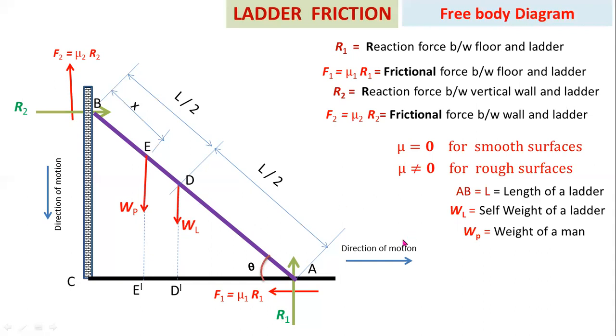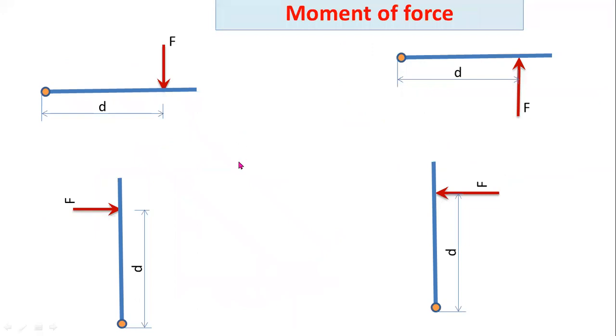For determining the unknown values, you have to resolve all the forces along the horizontal axis and along the vertical axis, and take the sum of all moments with respect to any point at equilibrium. Sum of all moments about any point A or B or C. For determining the moments, you have to use some fundamentals. These are the important fundamentals for determining the moment of force.